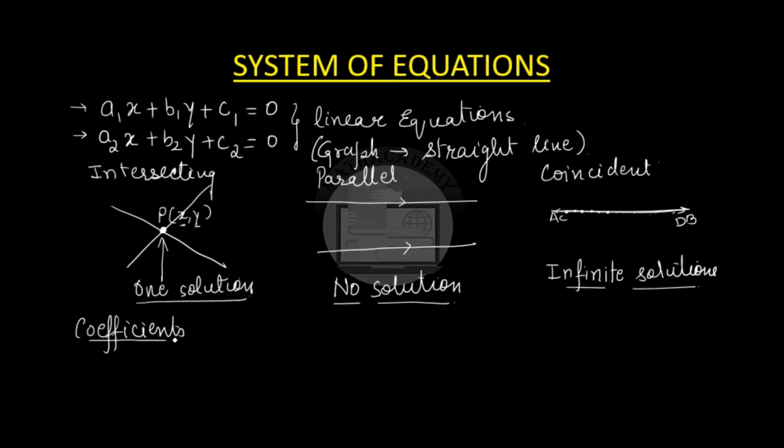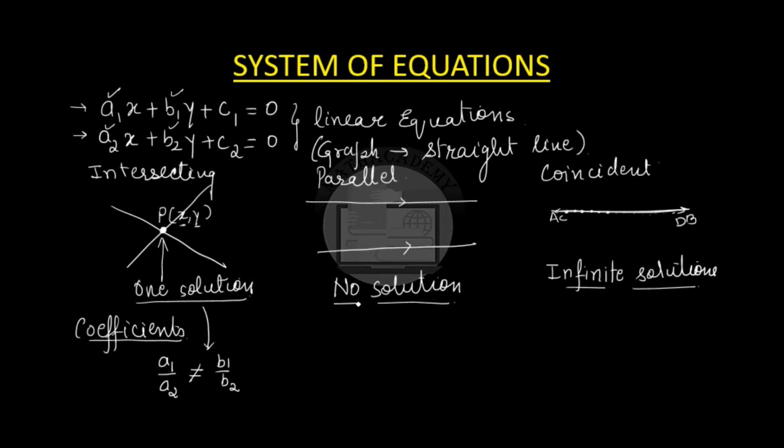So what is the coefficient relation? Please remember, one solution will happen when a1 over a2 is not equal to b1 over b2. And what are a1 and a2? These are the coefficients of x in the two equations, and b1 and b2 are the coefficients of y. So if the two equations are given to you, just see the ratio of a1 and a2 and b1 and b2. If they are not the same, then there is exactly one solution.